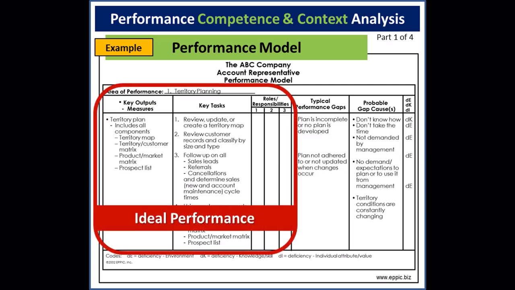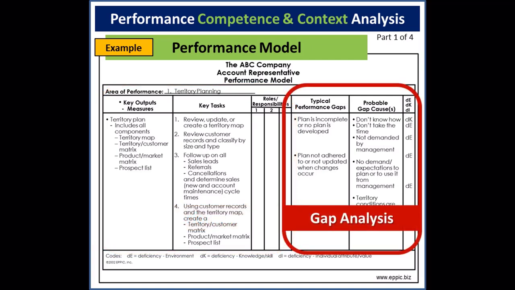On the left-hand side is ideal performance, but not blue sky ideal performance, but real performance as accomplished by master performers who have demonstrated that they can actually do the work to these levels. Now, there's two kinds of populations out there, to make it simple. People who can perform at a level of mastery and others who cannot, the non-master performers. On the right-hand side, we do a gap analysis of those non-master performers compared to the ideal performance of the master performers on the left.